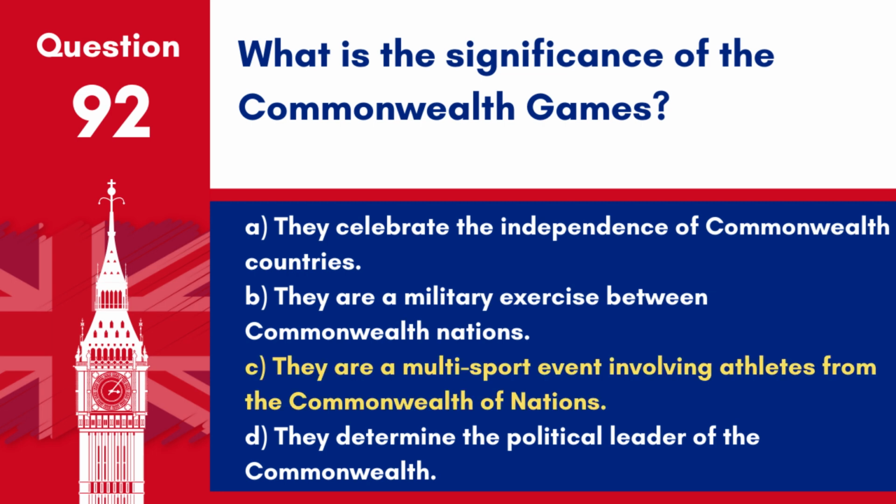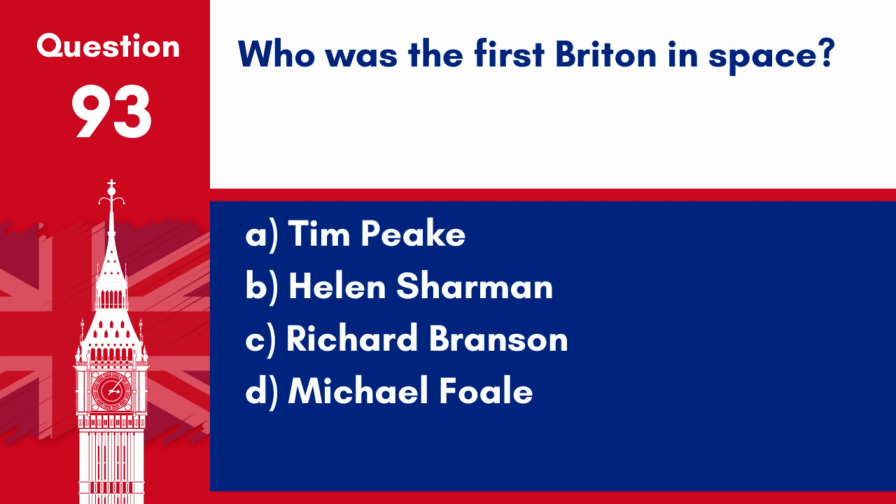Answer C. They are a multi-sport event involving athletes from the Commonwealth of Nations. The Commonwealth Games are held every 4 years and feature athletes from over 50 member states. Question 93. Who was the first Briton in space? A. Tim Peake. B. Helen Sharman. C. Richard Branson. D. Michael Foale.